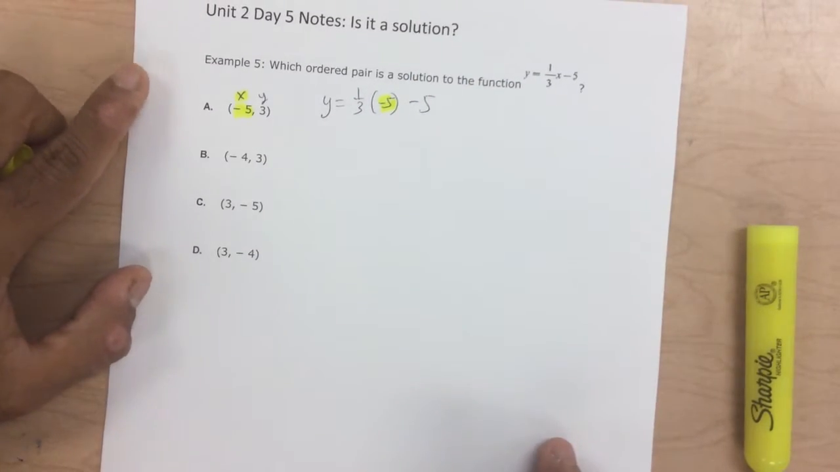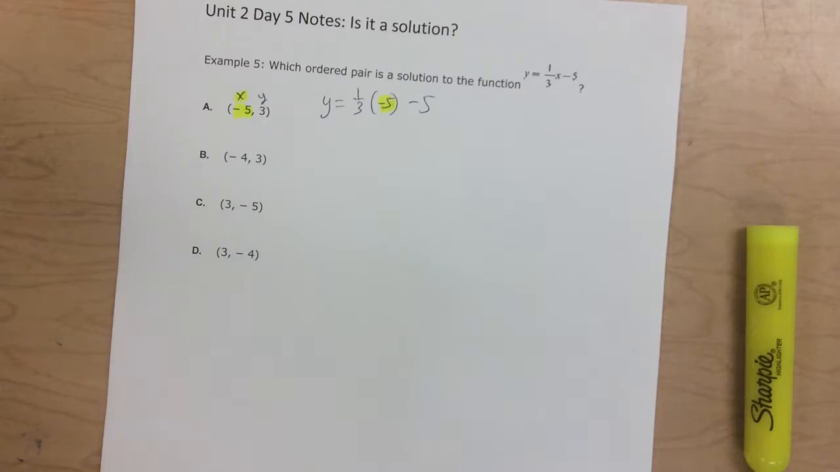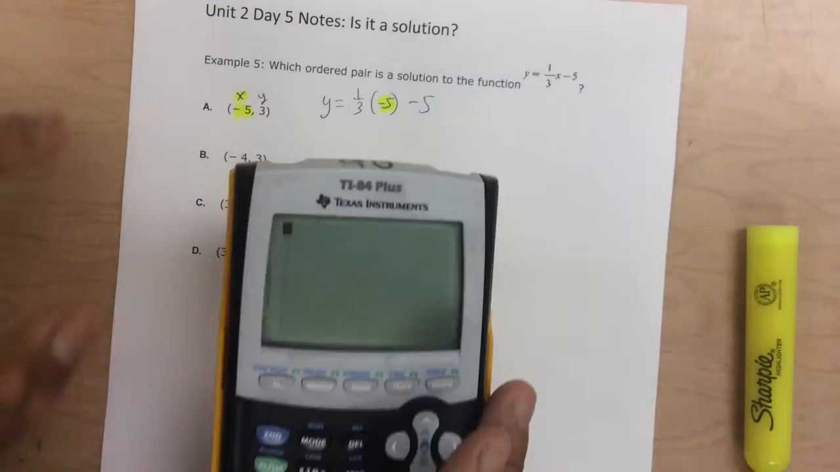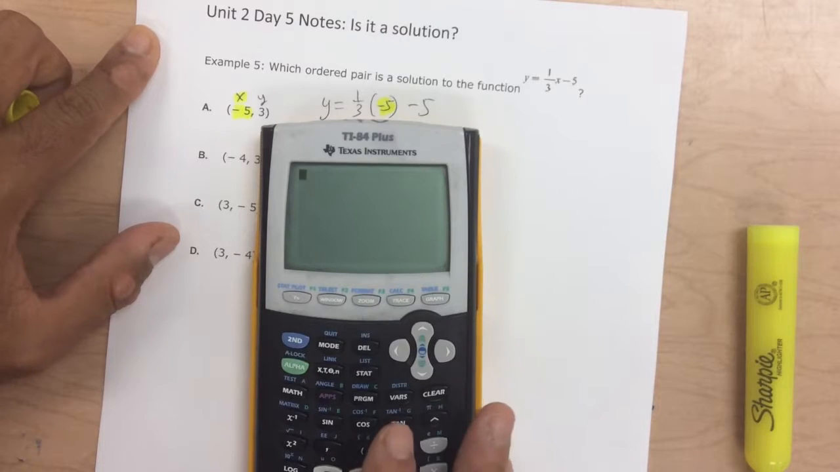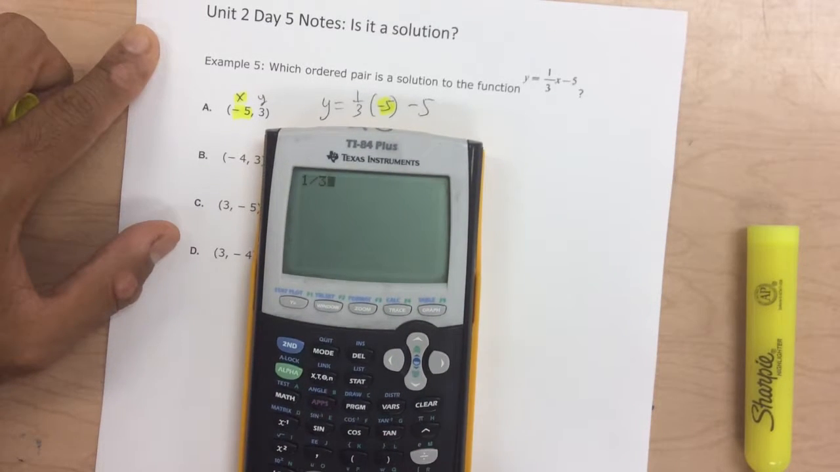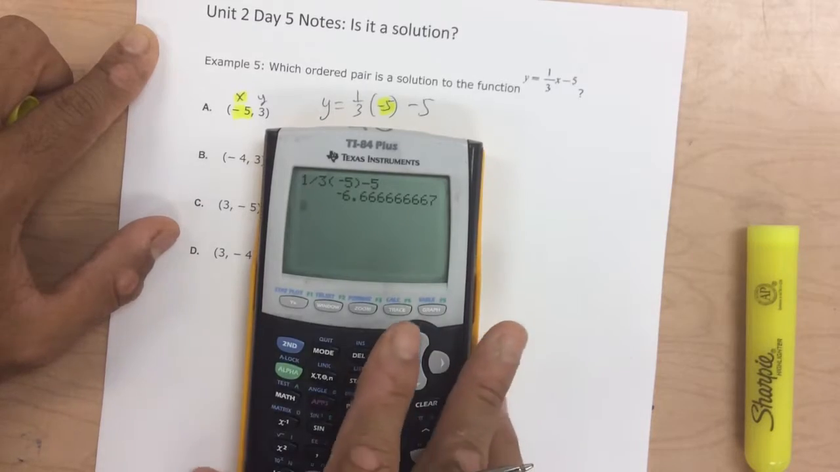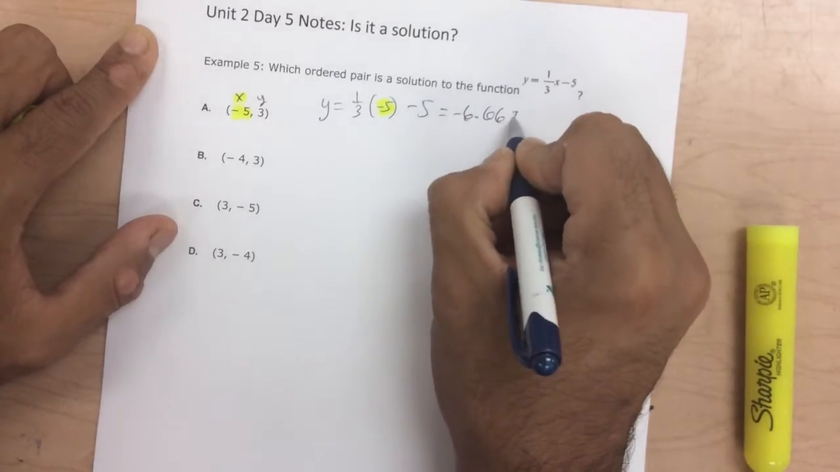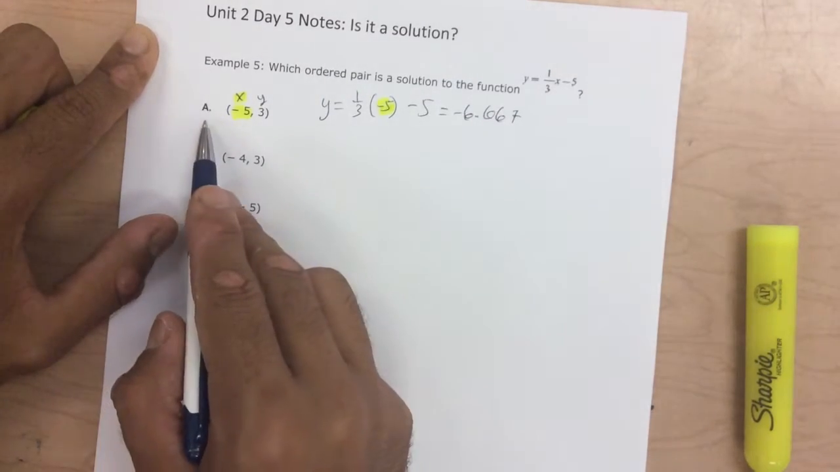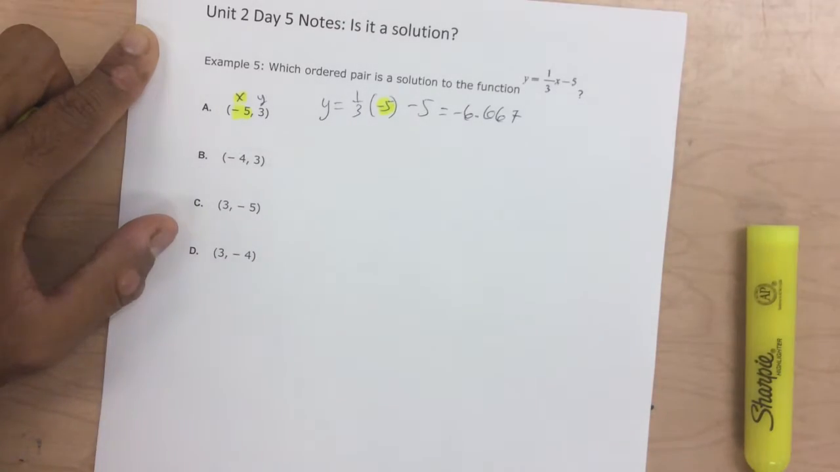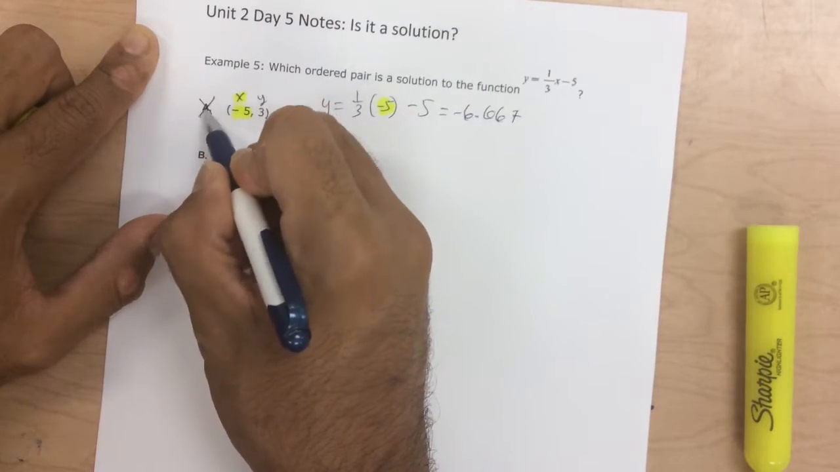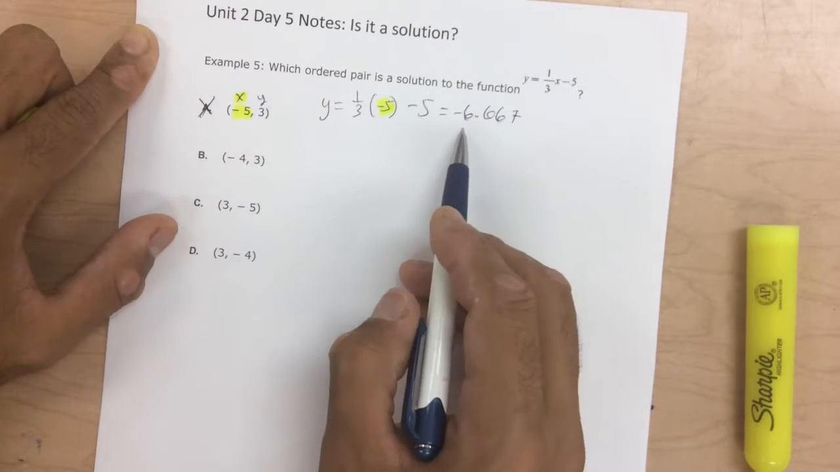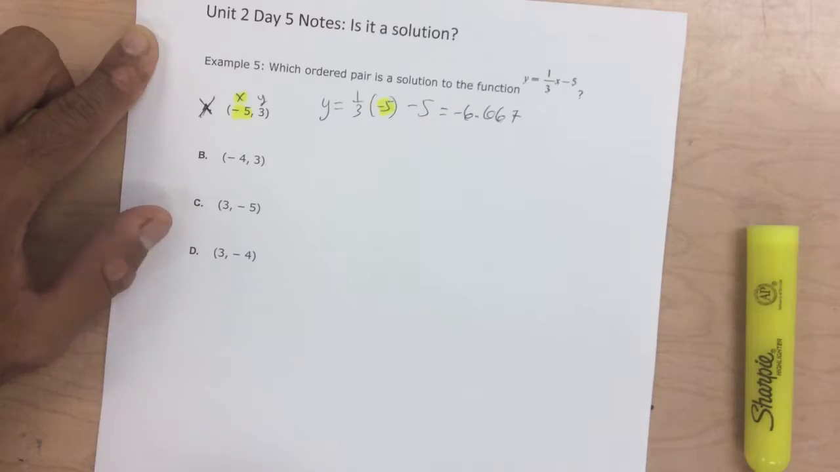So 1/3 times -5 minus 5. Now, of course, you could try and do this in your head, but I would just recommend that you go ahead and use a calculator. So we're going to do 1 divided by 3, parentheses, -5, parentheses, minus 5. Click enter, and you end up getting -6.6666 repeating. Okay, so obviously that is not the solution. That solution is not for that equation, because they told me I was supposed to get 3. I got -6.667. Okay, let's move on.